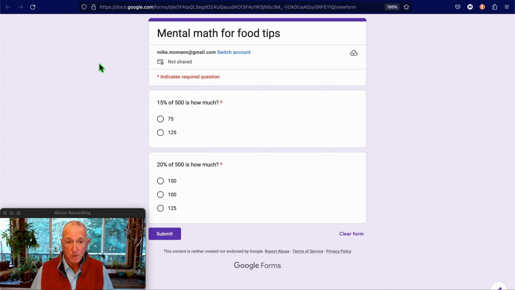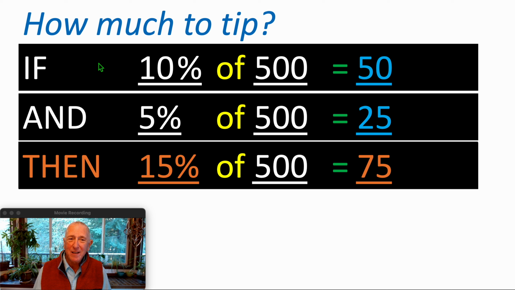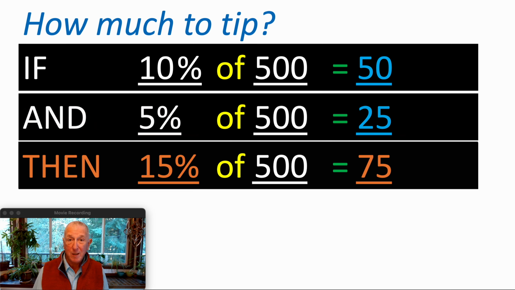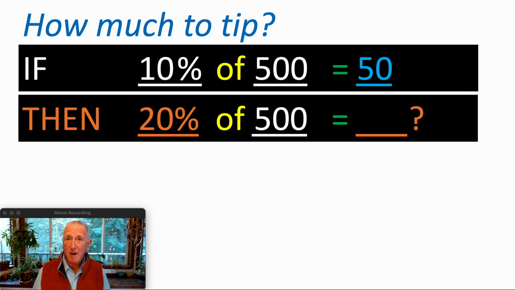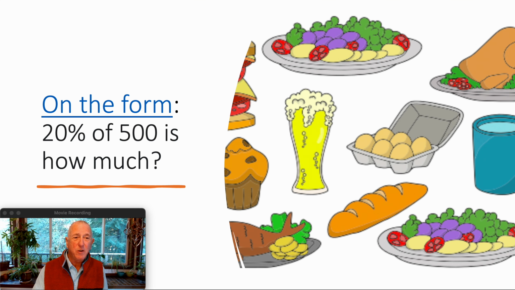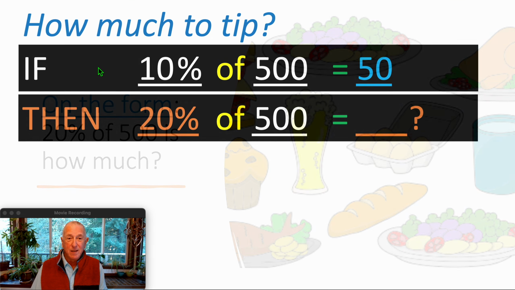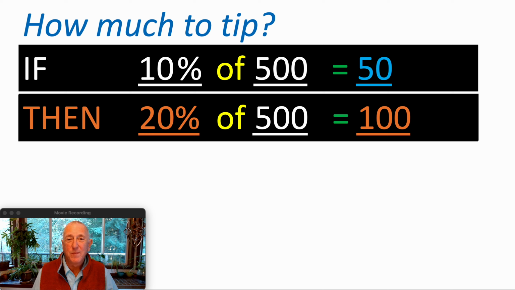Let me check your answers. Yep, you guys are getting it. We just add those together, right? If 10% is 50, 5% is 25, 15% we add them together is 75. Okay, let's do one more. Got 10% of 500 is 50, 20% of 500. Whoops, show me your answers here. Go to the form. 20% of 500. Yeah, I see your answers coming in. 20%, we just double it. 10% is 50, 20% must be 100.